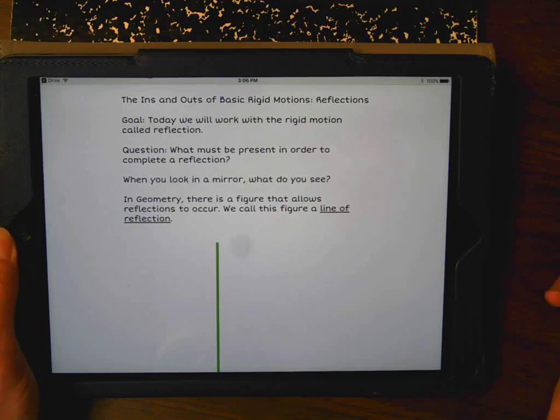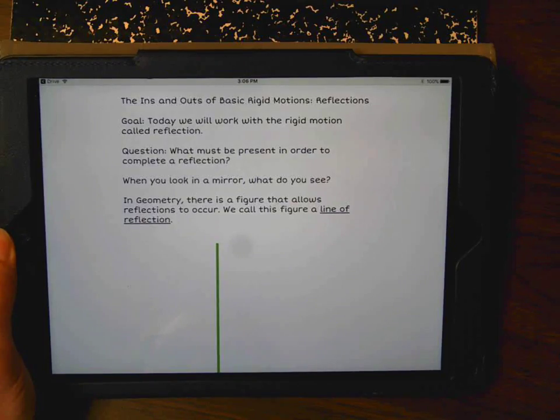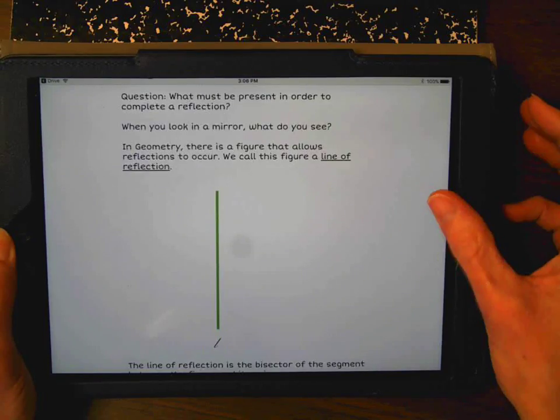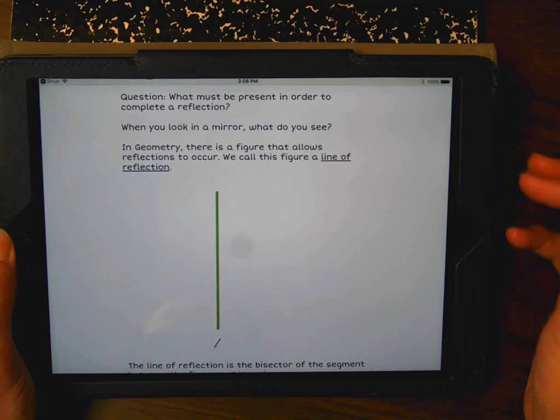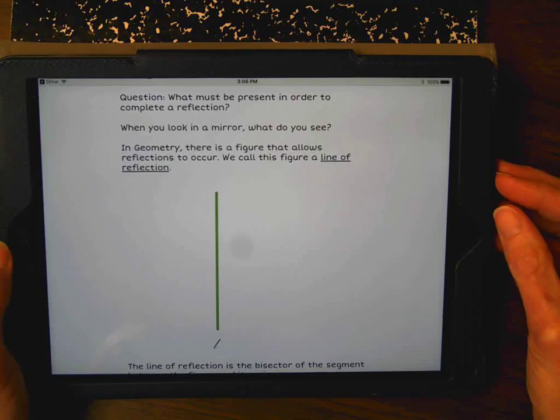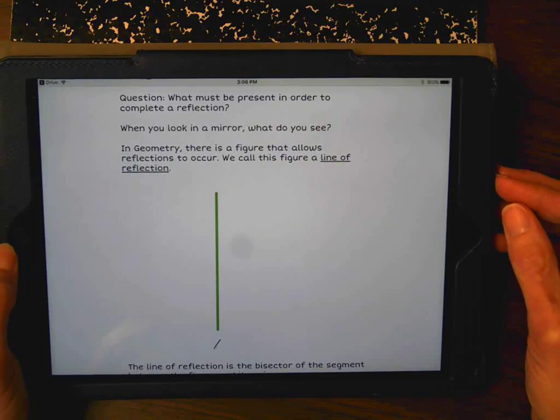So something to think about, when you look in a mirror, what do you see? Everybody should be answering a reflection, because that's correct. When you look in the mirror, you see a reflection of yourself or whatever happens to be put in front of the mirror. Well, in geometry, we also have a tool that we use to help us see reflections. And in geometry, there is a figure that allows the reflection to occur. And we call this figure a line of reflection.